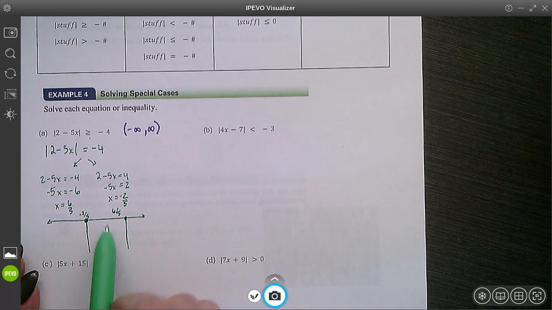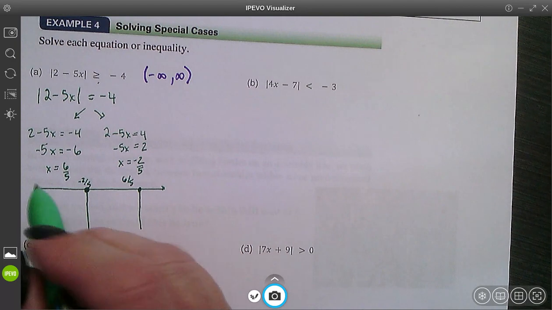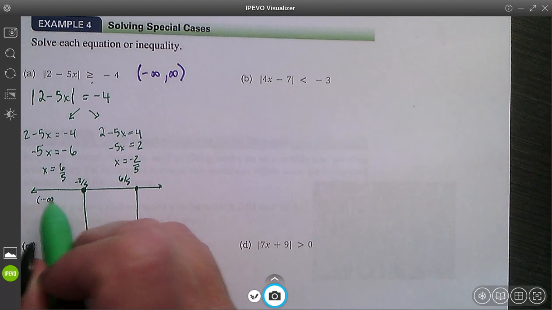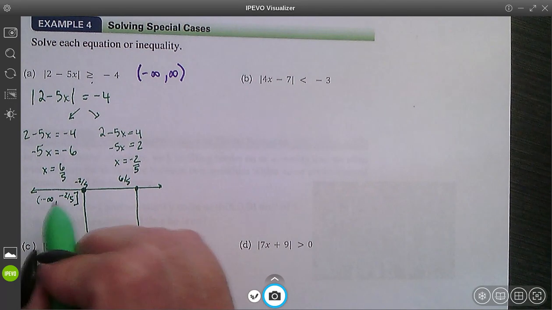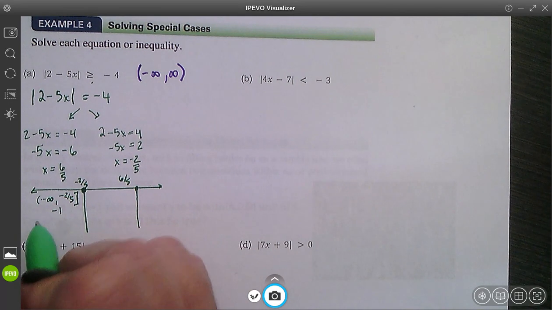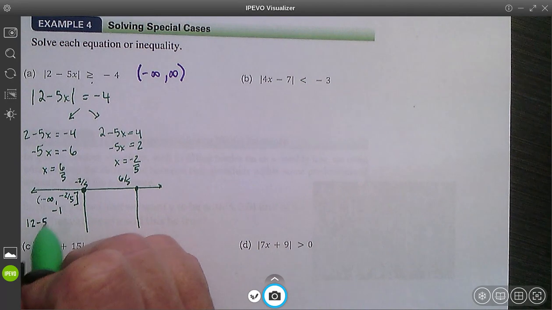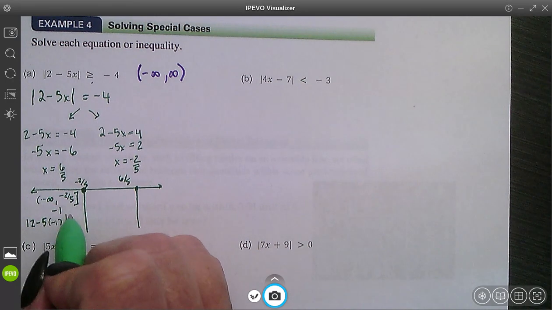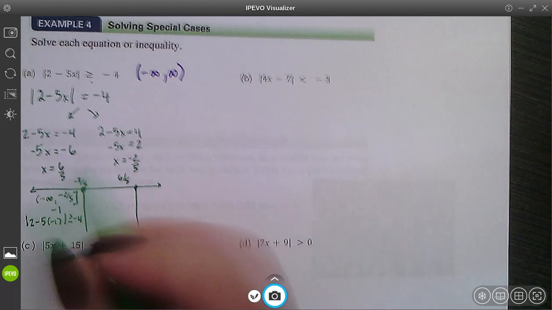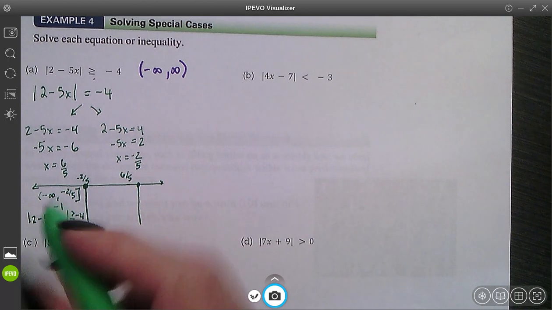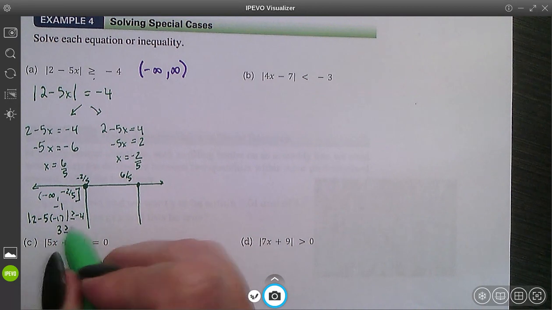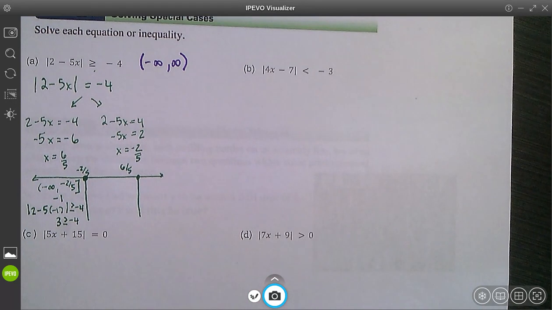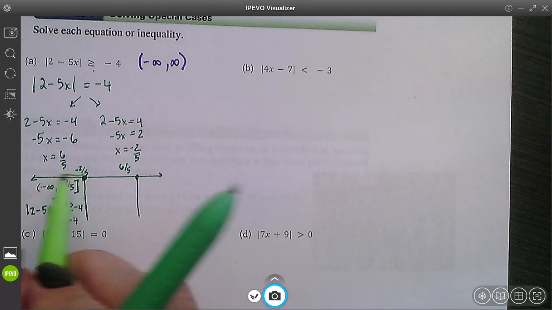I don't even need to know how much 6/5 equals really, because this is negative and this is positive. So I need a number in between negative infinity and negative 2/5 with a bracket. So how about negative 1? So that's absolute value of 2 minus 5 times negative 1 is greater than or equal to negative 4. 5 times negative 1 is negative 5. 2 minus negative 5 is 7. Absolute value of 7 is 7. Is 7 bigger than negative 4? Yes. So this is part of my solution.